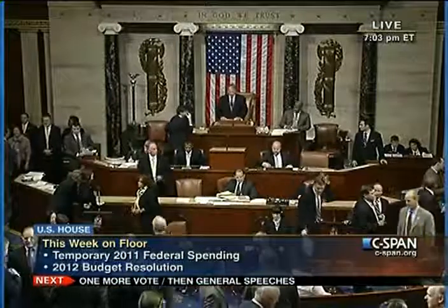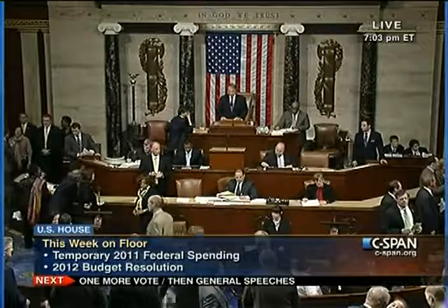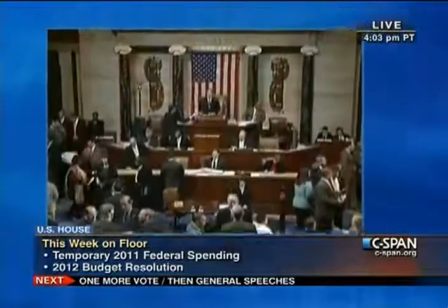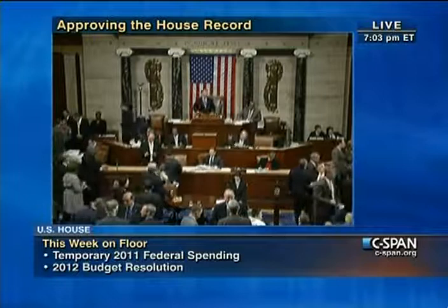Pursuant to Clause 8, Rule 20, the unfinished business is the question on agreeing to the Speaker's approval of the Journal, on which the yeas and nays were ordered. The question is on agreeing to the Speaker's approval of the Journal. Members will record their votes by electronic device. This is a 5-minute vote. And this will be the last recorded vote today.